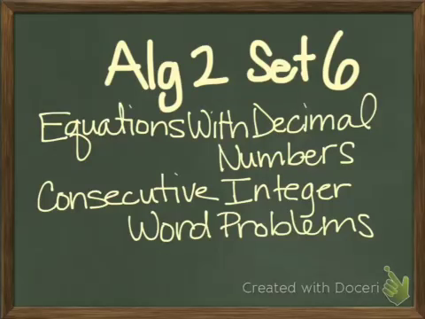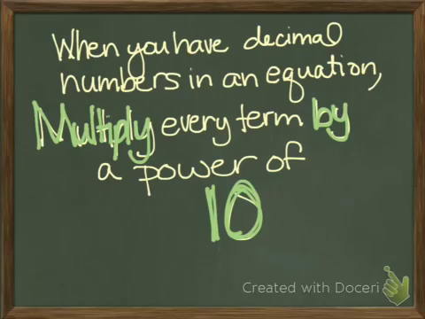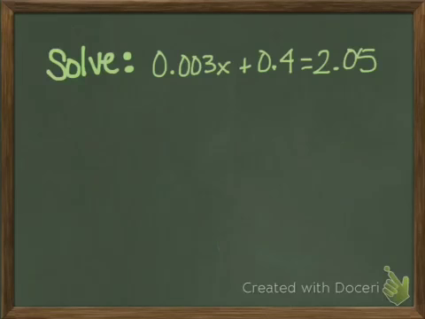Algebra 2, Set 6, Equations with Decimal Numbers and Consecutive Integer Word Problems. Okay, so when you have decimal numbers in an equation, it's always helpful to multiply every term by a power of 10. Okay, so solve this equation.